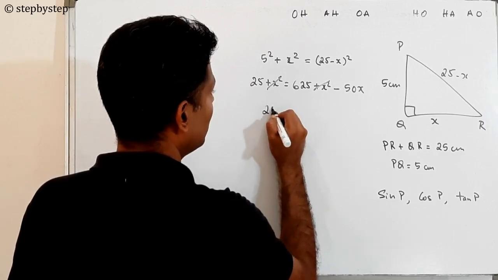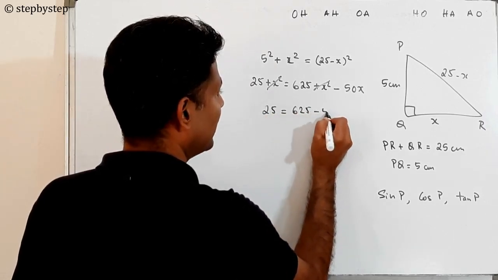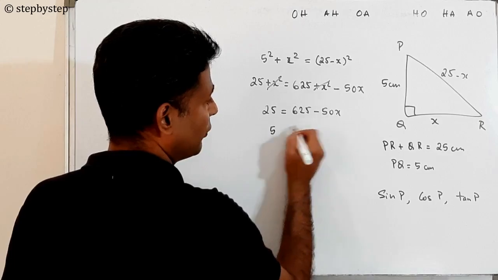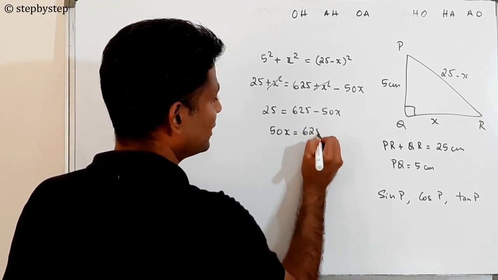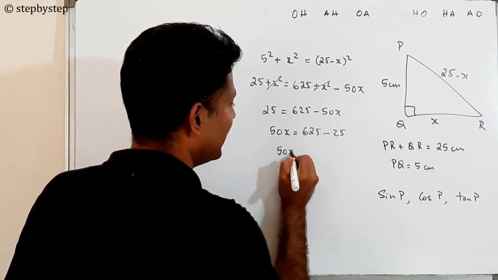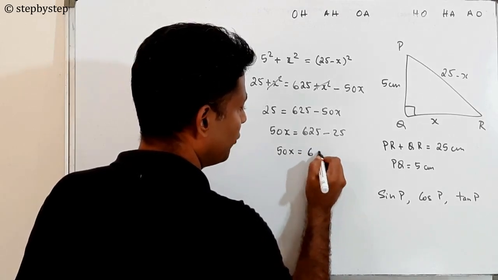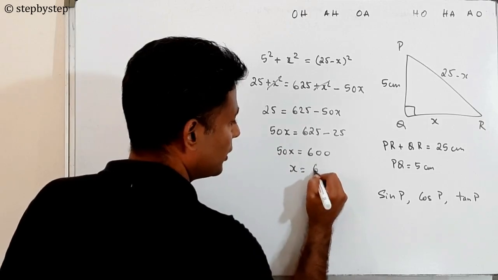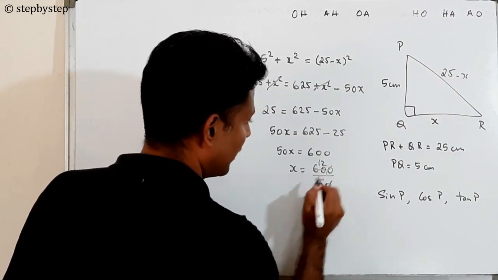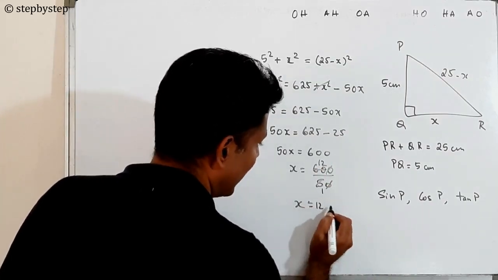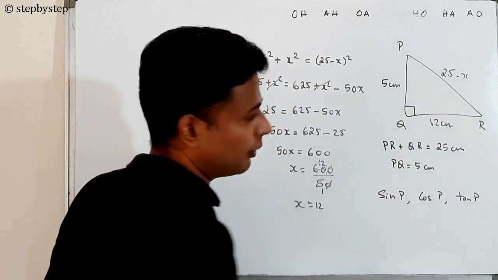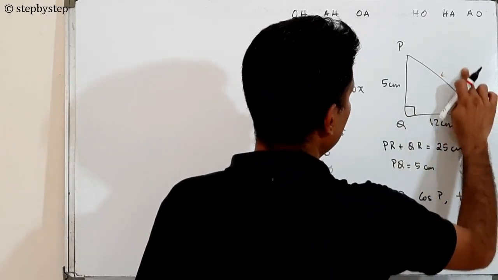Now we get 25 equal to 625 minus 50x. Now this I'll take this side and this I'll transpose this side. So I get minus 50x becomes plus 50x equal to 625. 25 when it comes this side, it becomes minus 25. So 50x equal to 625 minus 25, 600. So x equal to 600 by 50. So the 0s cancel, 1s are 1, 2s are 12. So x equal to 12. Which means this is equal to 12 centimeter. This will be 25 minus 12, that is 13 centimeter.